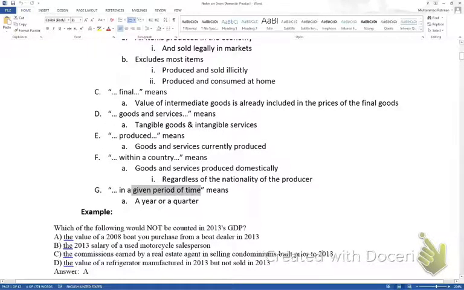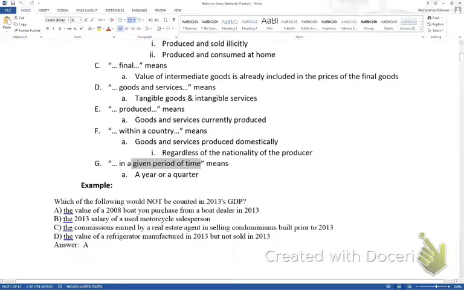Okay, so let's now look at a very simple example of how some goods in question could be part of GDP and some not. So look at the question that I'm looking at. The question is asking you which of the following would not be counted in 2013's GDP. So notice that there is a specific mentioning about the time. When you look at A, it says the value of a 2008 boat you purchased from a boat dealer in 2013.